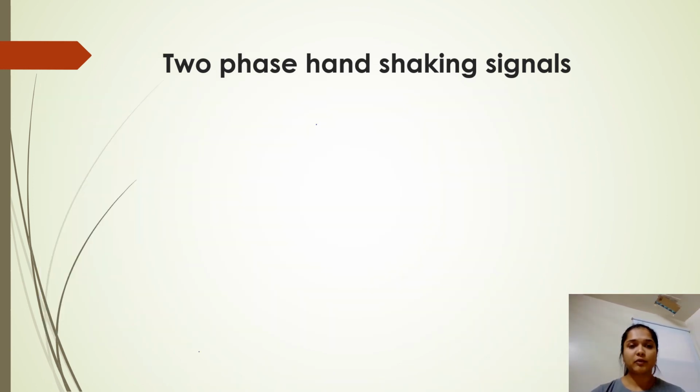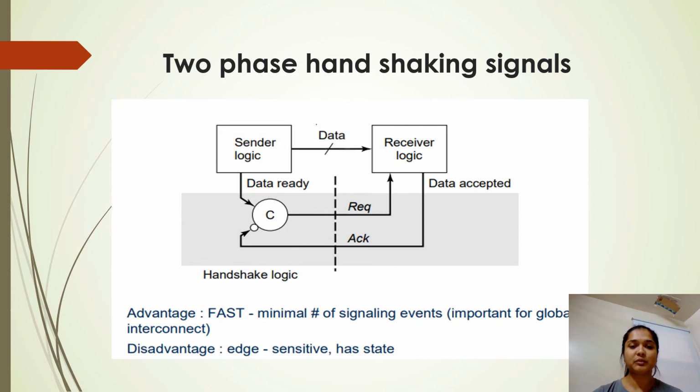Here is a block diagram of a two-phase handshaking signal using the Mueller-C element. Now, what is a Mueller-C element? It is simply a small digital block in digital electronics, which is mainly used to design asynchronous circuits. It can be made using flip-flops. The advantage of it is fast and minimal signaling events and it is important for global interconnects. The disadvantage is that it's sensitive and it has a state.